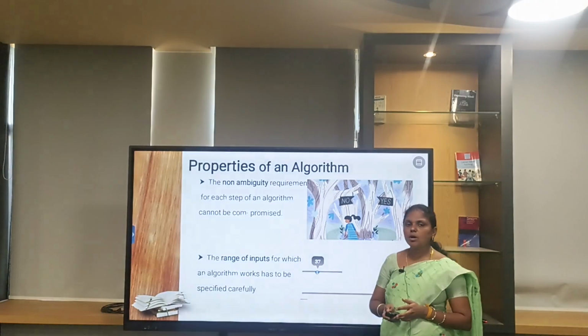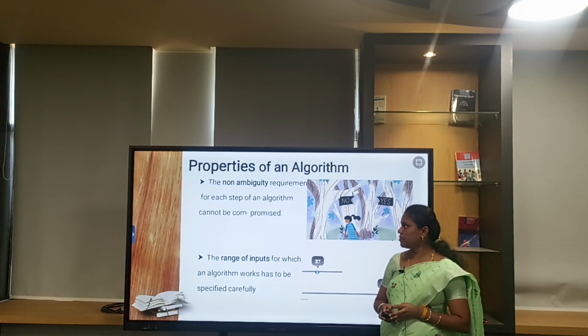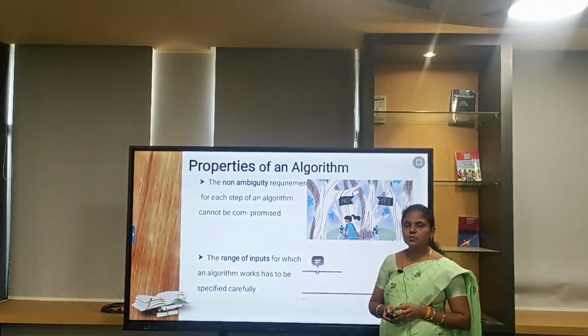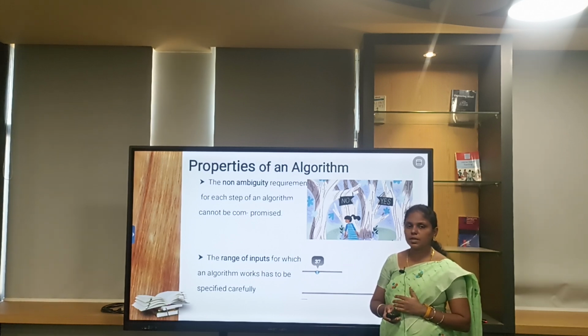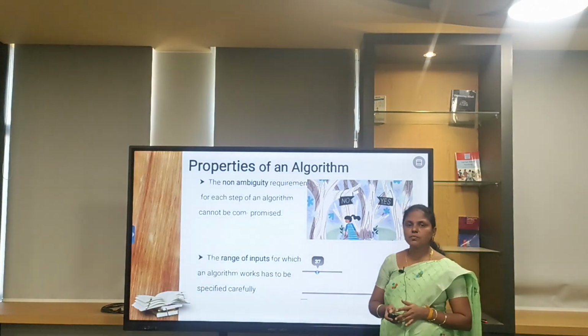Next topic is the properties of an algorithm. These are properties an algorithm must satisfy while writing it. That is non-ambiguity, a requirement for each step of the algorithm that cannot be compromised. What we discussed earlier in the definition, your algorithm should be unambiguous, that is nothing but non-ambiguity here. Your algorithm should be clear without any confusion, and must be given a range of inputs.